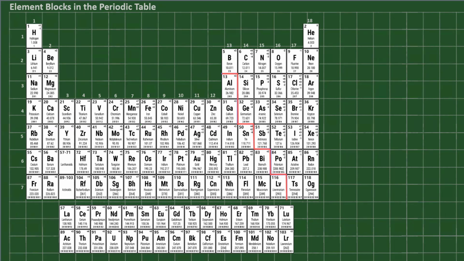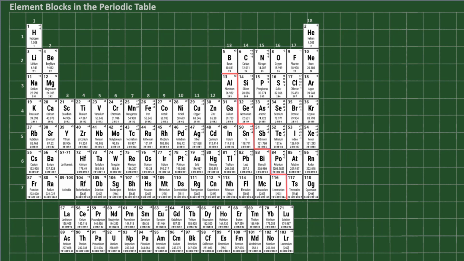Hello good people, I'm going to talk about element blocks in the periodic table. The humble periodic table of elements contains a certain internal logic, and the table can be used to provide a lot more information about the elements than I previously stated. The periodic table can be divided into element blocks, and the element blocks give information about the type or shape of the orbital that the outermost electrons are going to occupy.